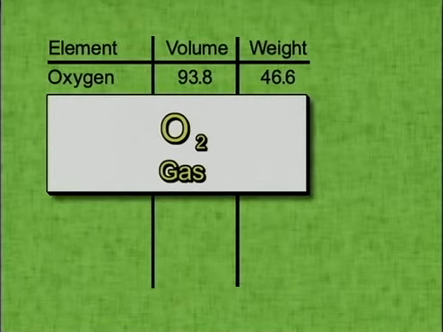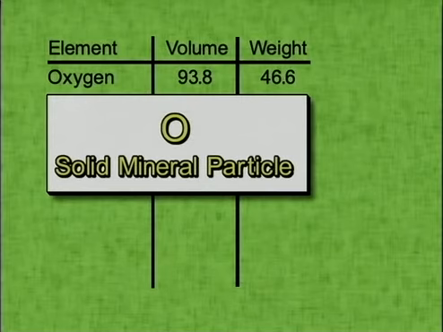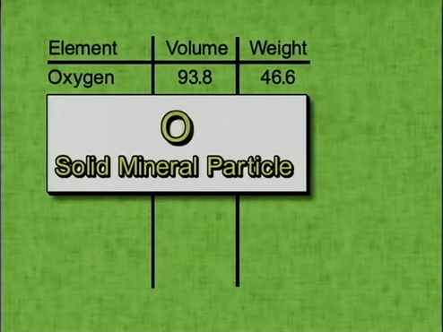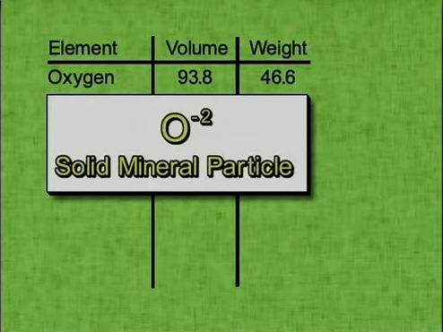The type of oxygen that we're talking about in mineral matter is a solid mineral particle. That is to say, it is an oxygen anion. That means it has a negative charge, and it is an O with a superscript of -2. So we're talking about the solid mineral particle of oxygen in contrast to O subscript 2, which is oxygen gas, which most of us, I think, are familiar with. So oxygen is by far the most abundant element in the mineral matter in the soil.